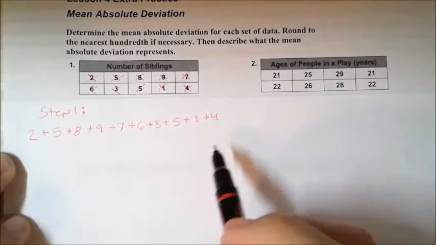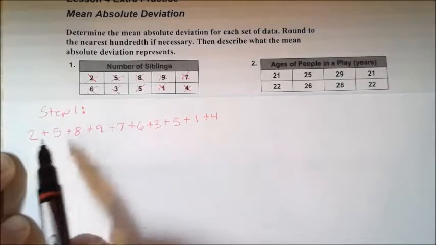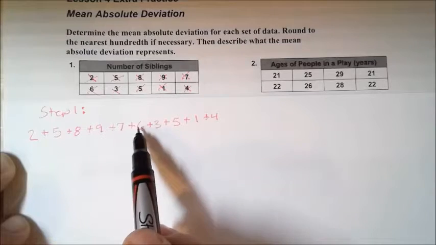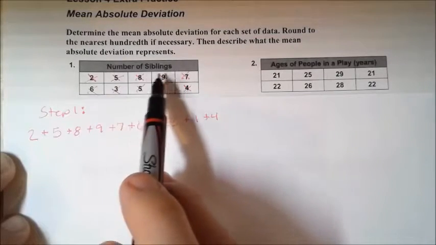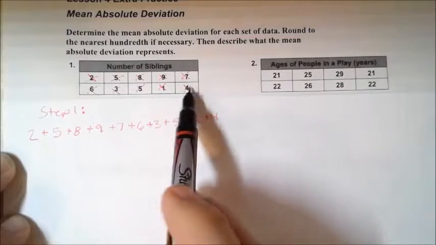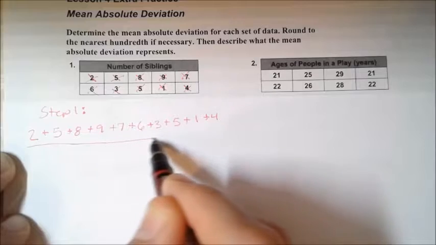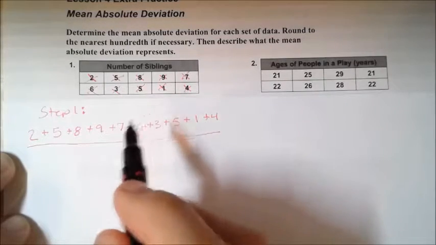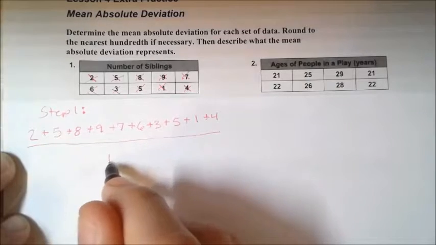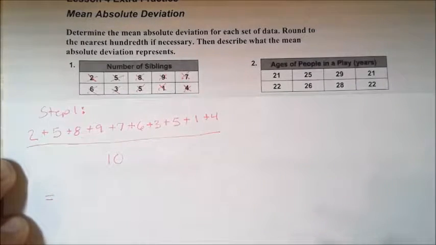Now what I normally do is I count my numbers just to make sure I didn't miss one, even though I marked them off. So I got 1, 2, 3, 4, 5, 6, 7, 8, 9, 10 numbers, and I have 1, 2, 3, 4, 5, 6, 7, 8, 9, 10. So I know I got everything. So now I'm going to add all that together and then divide it by the number of numbers we have, and we counted 10, so it's going to be divided by 10, and that's going to tell us our mean.